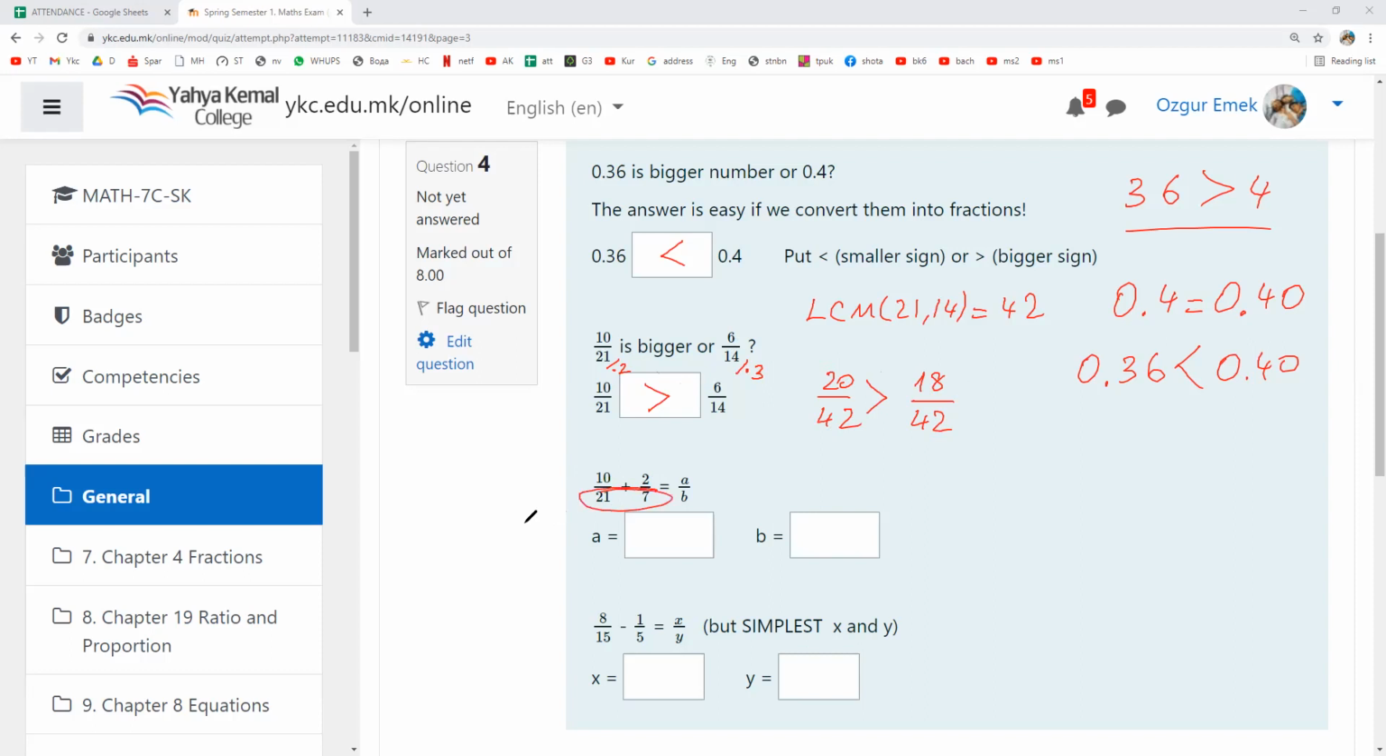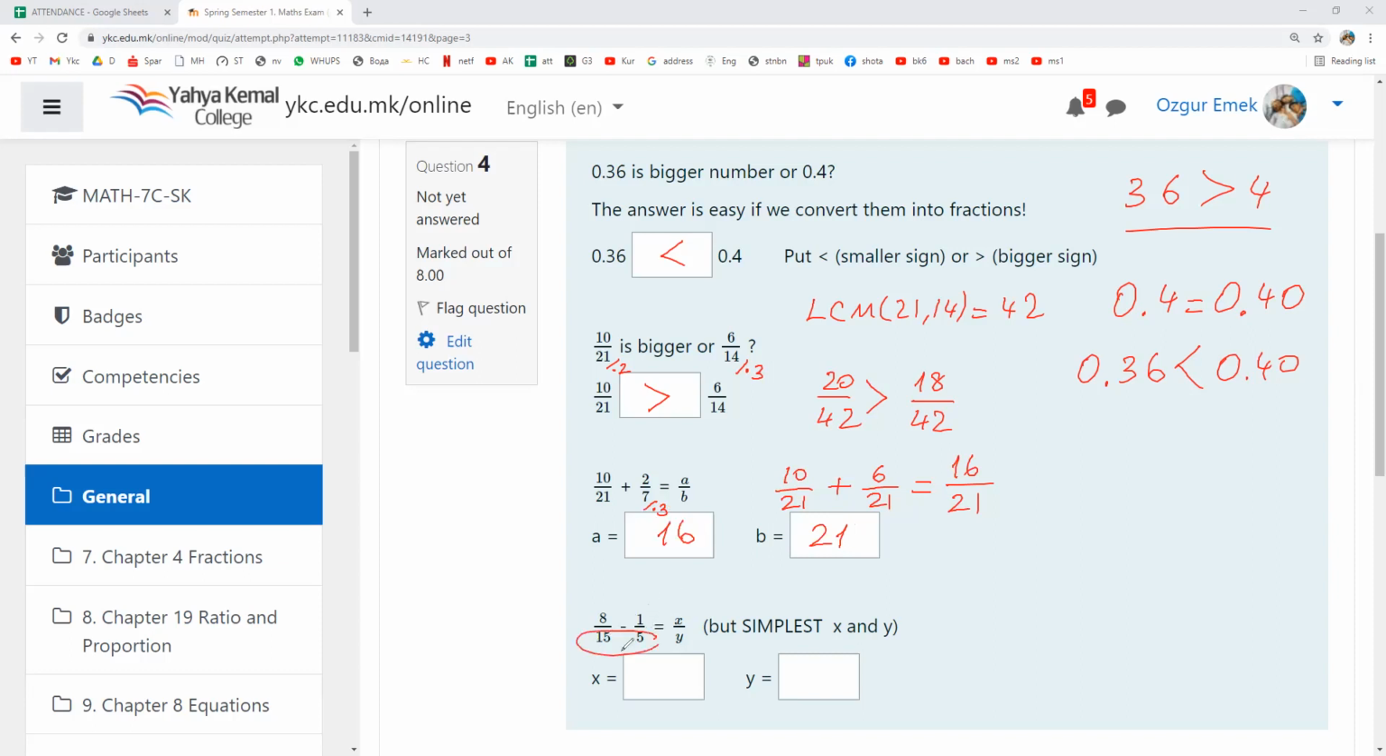The bottom numbers are not equal. 7 should be multiplied by 3, so they will be the same. 10 over 21 plus 6 over 21, since each number should be multiplied by 3. Over the same denominator, 21, 10 plus 6 is 16. So 16 over 21. It's not possible to simplify that.